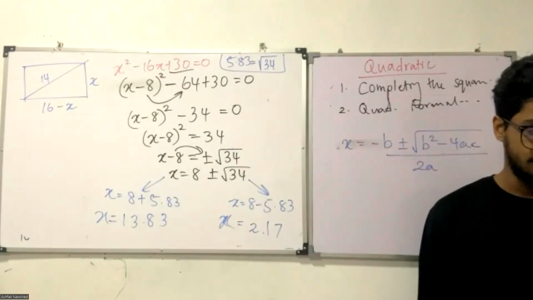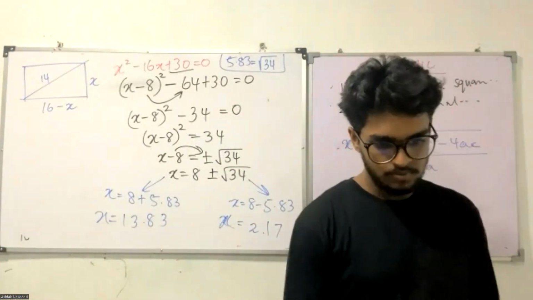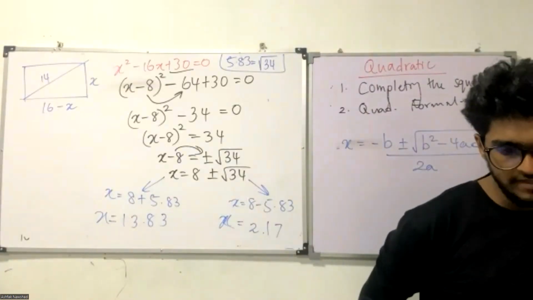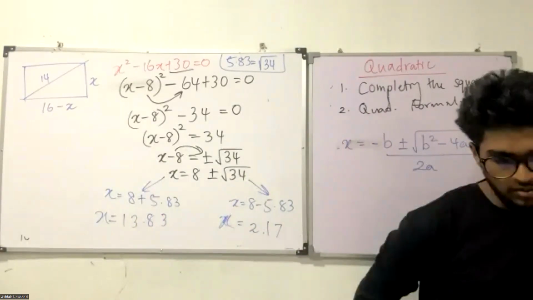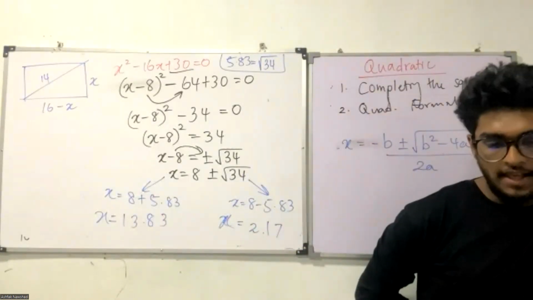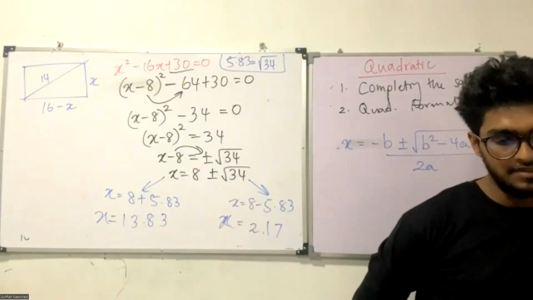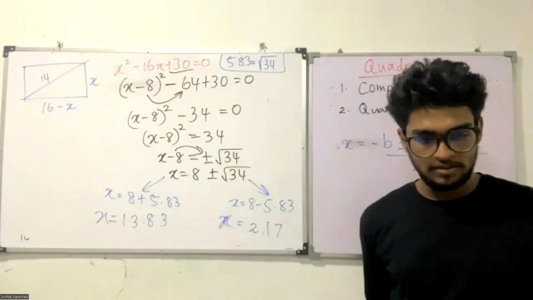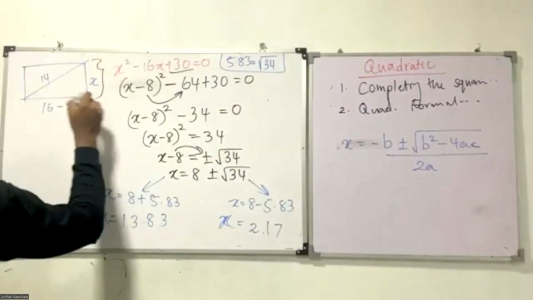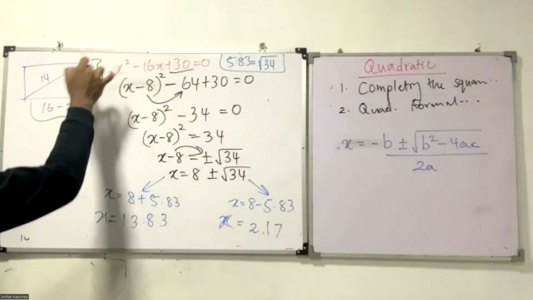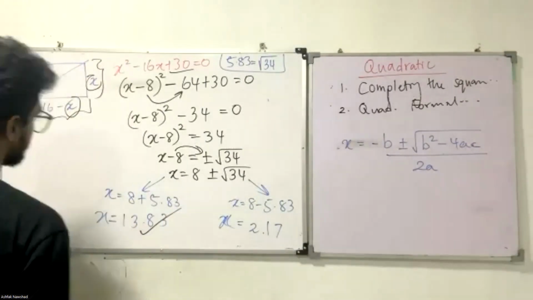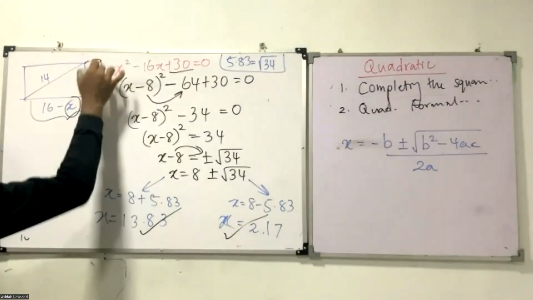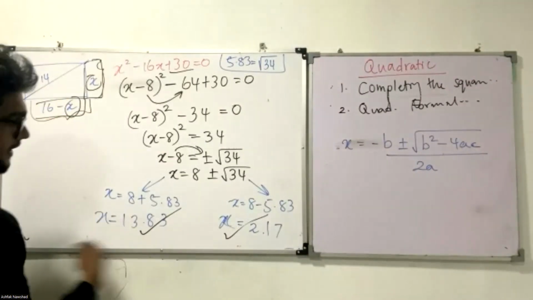So why are there two answers? What could be the reason? It depends on the question. According to this question, why have we received two answers? Because we are talking about two things. The length and breadth both are unknown. Both are in terms of x. So one is the length and the other is the breadth.